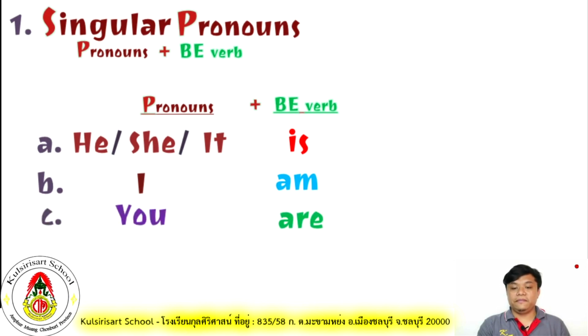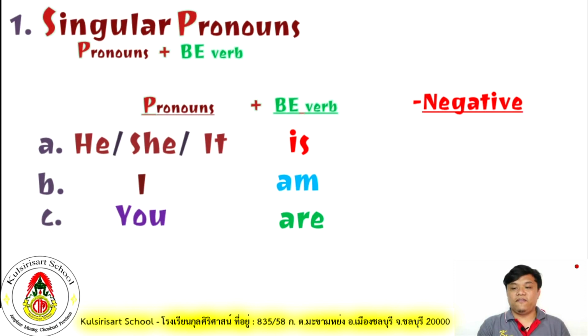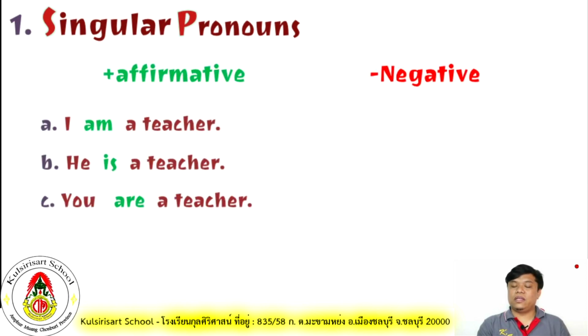For the negative form, you should only add the word not. So we say, he is not, she is not, and it is not. I am not, you are not. So, affirmative to negative. How do we identify if it's an affirmative sentence or a negative one?